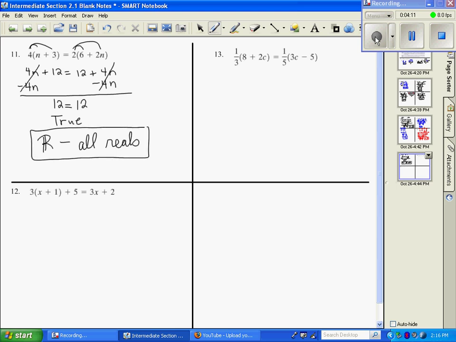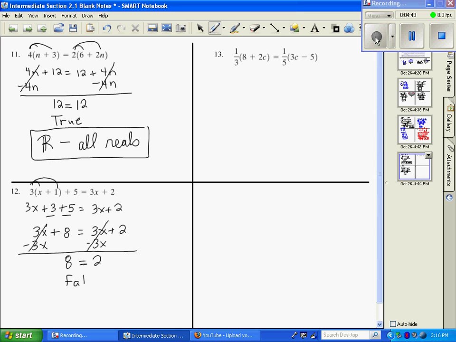Okay, so let's look at number 12. We have 3x plus 3 plus 5 equals 3x plus 2. Add like terms right there: 3x plus 8. Alright, both sides are simplified. So now what we want to do is move all the variables to one side and the numbers to the other. So if I move this variable by subtracting 3x, then that goes away and I have 8 equals 2. Since that is a false statement, this answer is no solution.